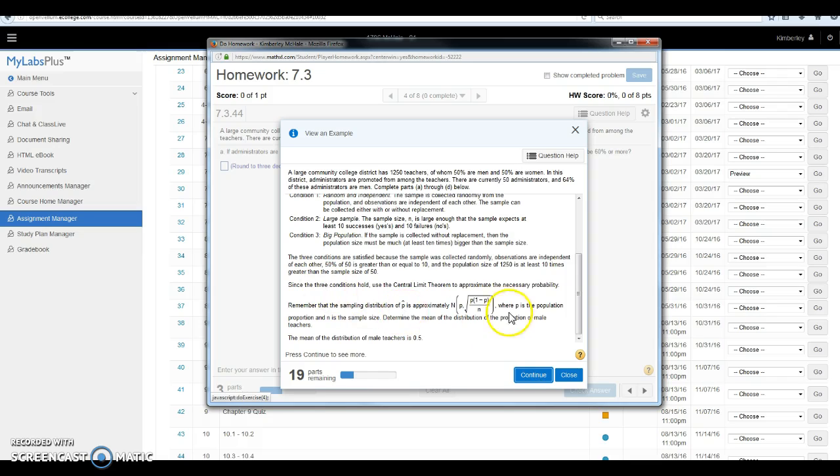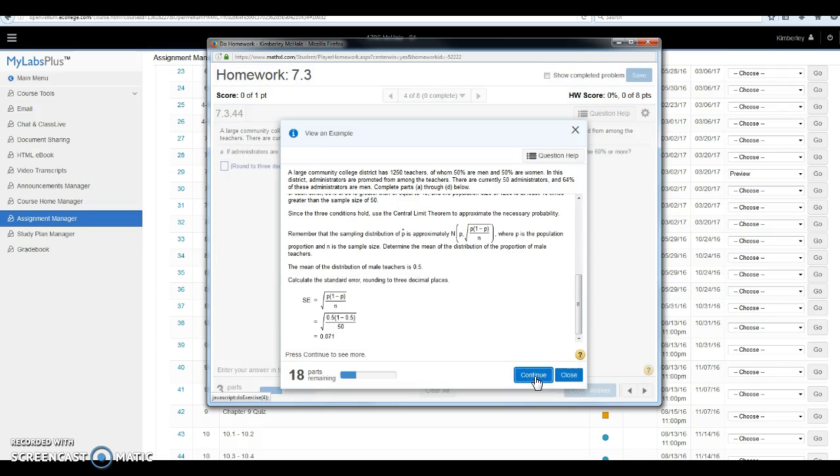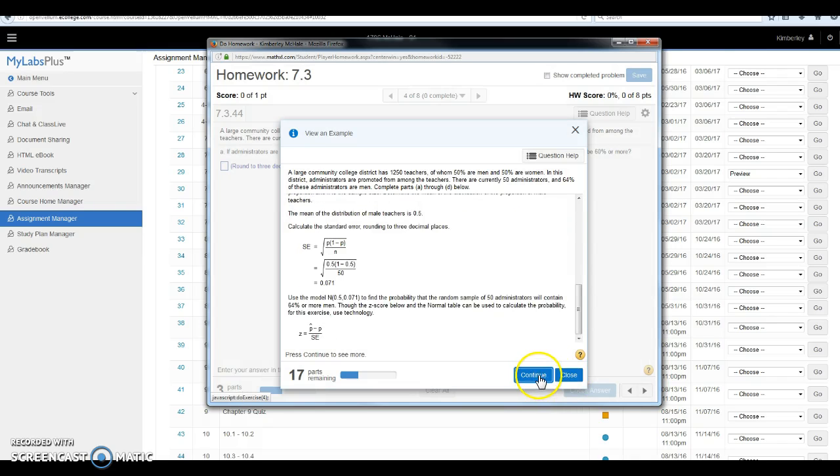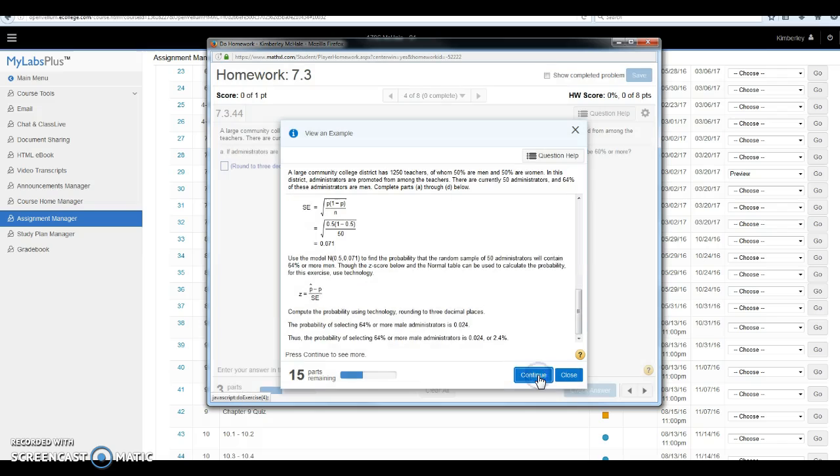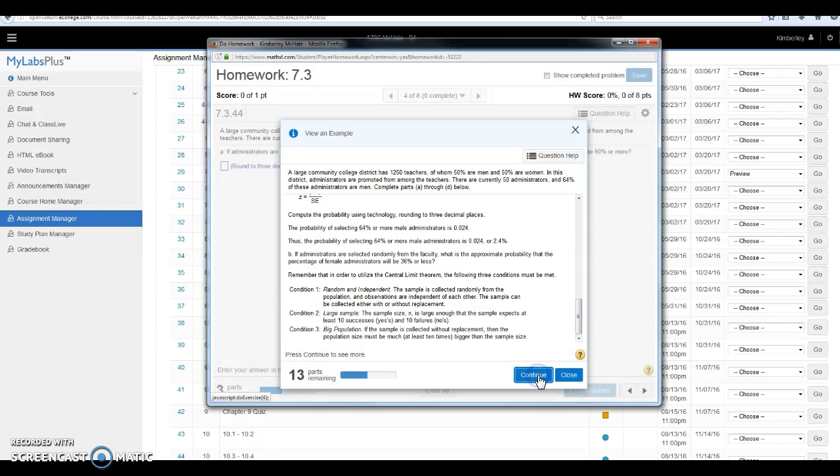Remember, the sampling distribution follows this. This is about the male teachers because it's asking the probability that 60% or more are male. So the mean is 0.5, which was given to us in our problem. It looks like in their problem they have 50 administrators. Ours would be 30 here. We do not need to calculate the z-score because we're going to use the normal calculator. Looks like they do that for each part.